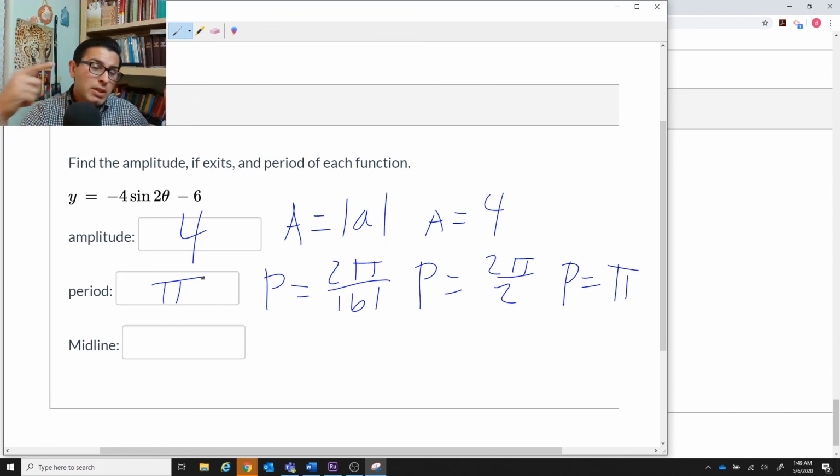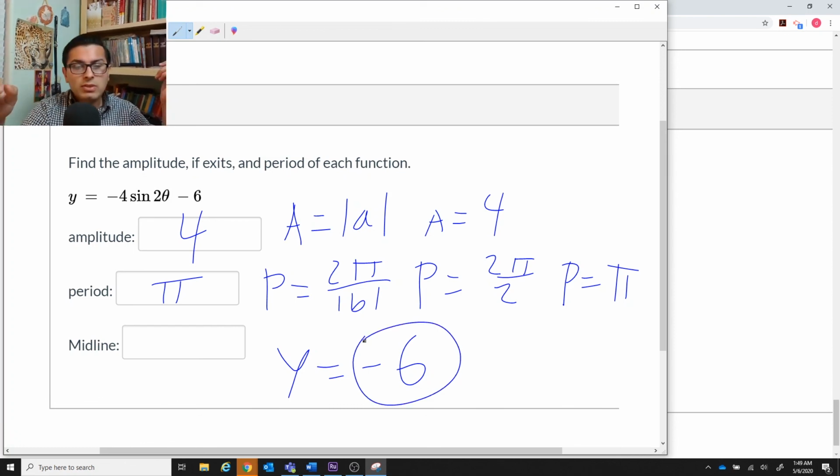Midline is based on that k value, that minus 6. Now, minus 6 is telling us that our graph is going down by 6 units, which means our midline is going to be at y equals negative 6. Now, I have a creeping inclination that the correct answer here is just going to be for you to put in negative 6, which technically is incorrect. You would need y equals negative 6, but I don't know what the correct answer is here, so just take your chances on which one that you want to put.